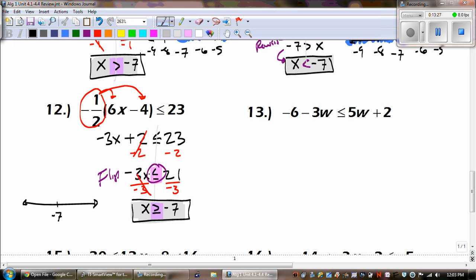There's -7. We go 2 above and 2 below. It's a closed circle, closed point, and we shade to the right.